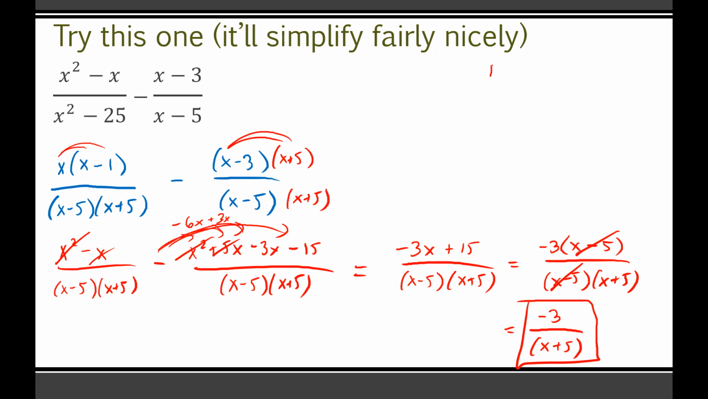One final thing I have to do on this, though. List your NPVs. I'll just list them up here because I have room. Look at your fully factored form. Looks like there's just 2 NPVs here. It's going to be x cannot equal 5, and x cannot equal negative 5. And that's about as good as we get it.